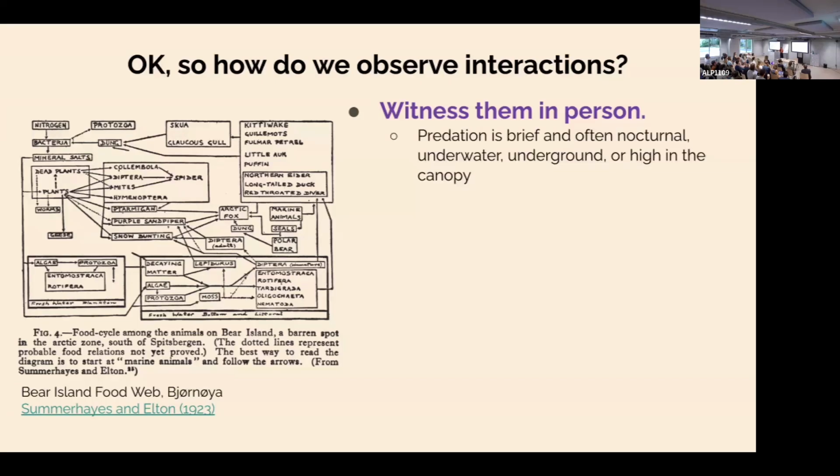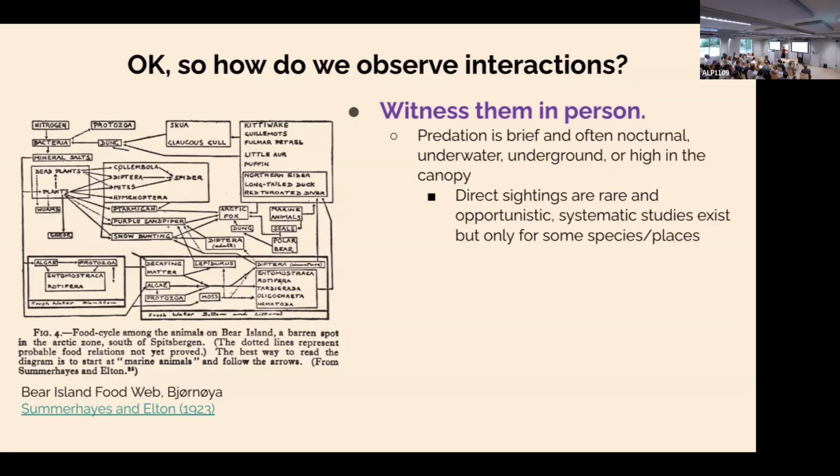But also, it's really hard to actually witness these predations in person, right? These predation events can be brief. They're often nocturnal. They can happen underwater, underground, high up in the canopy. It's just really difficult to observe. And that means that direct sightings are rare and often opportunistic. And we certainly have systematic studies like this one, but they're rare and they're really only for some species in some places. So the other way that we observe interactions is through physical evidence.